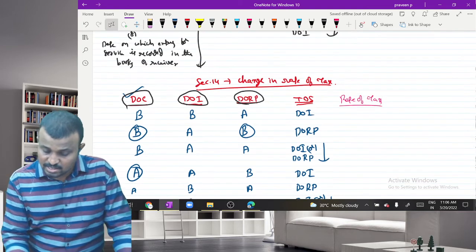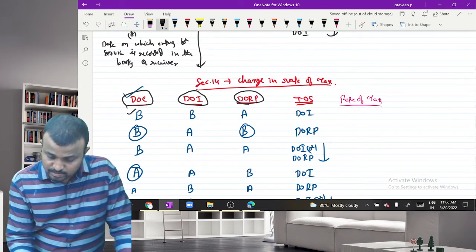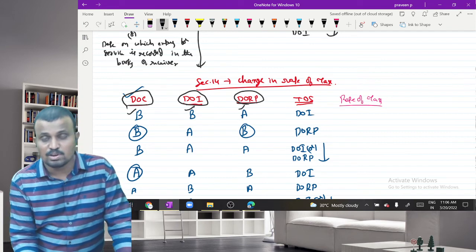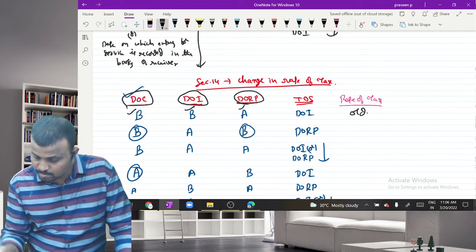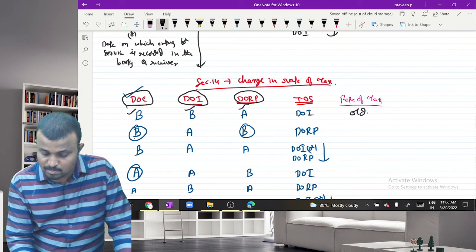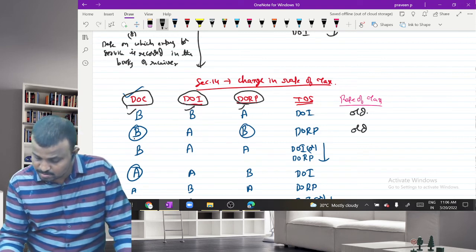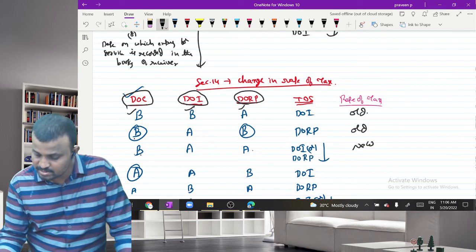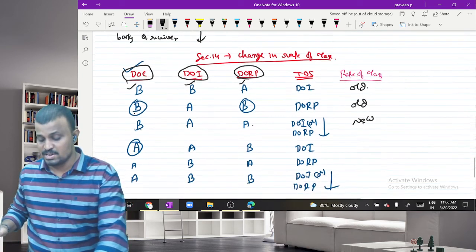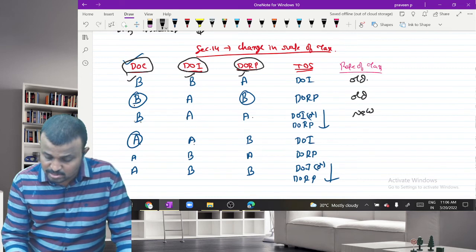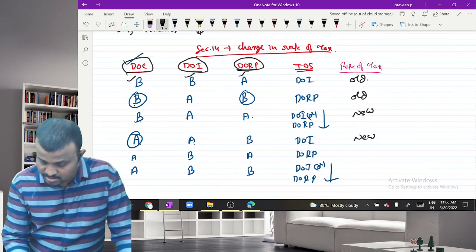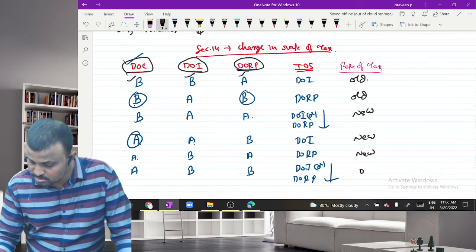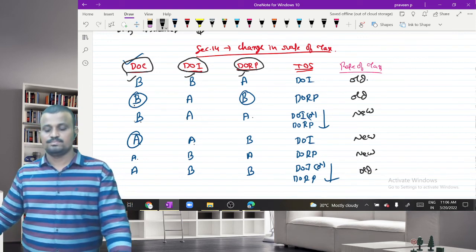In the first scenario, this is before, this is before, this is after. Among them, the majority belongs to before, so the old rate is applied. In the second scenario, the majority belongs to before, so the old rate is applied. In the third scenario, the majority belongs to after, so the new rate is applied. In this scenario, the majority belongs to after, so the new rate is applied. In this, the majority belongs to before, so the old rate is applied.